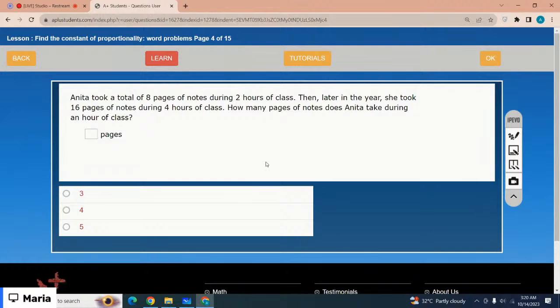The correct option is, very good. That means during 1 hour of a class, Anita does 4 pages, right? The correct option is 4.